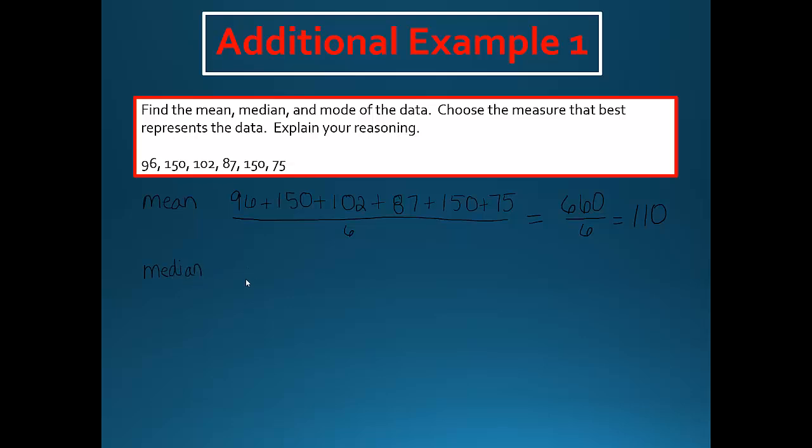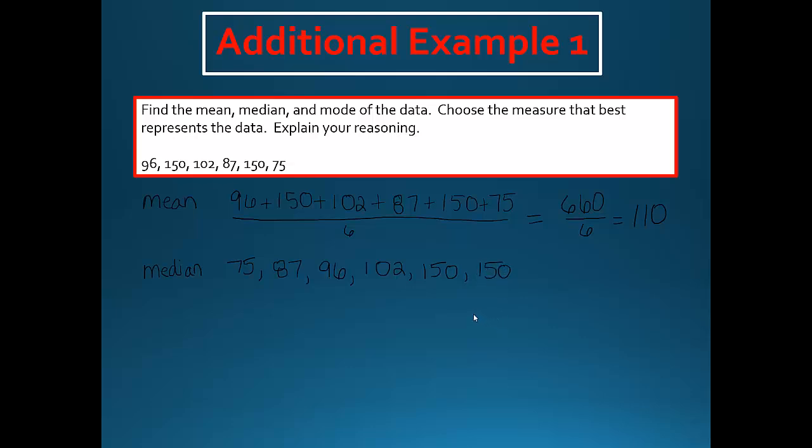For our median, we need to put our numbers in order from least to greatest. So we're going to have 75, 87, 96, 102, 150, and 150.